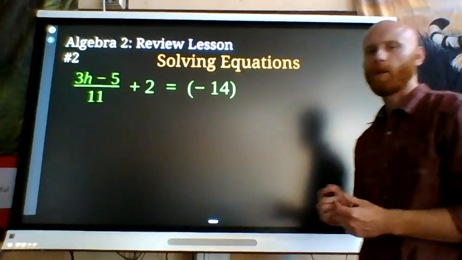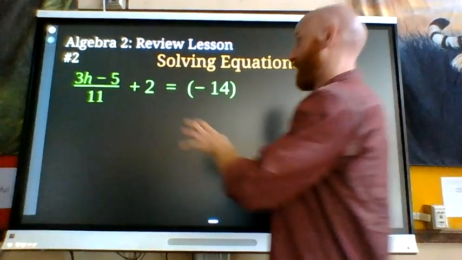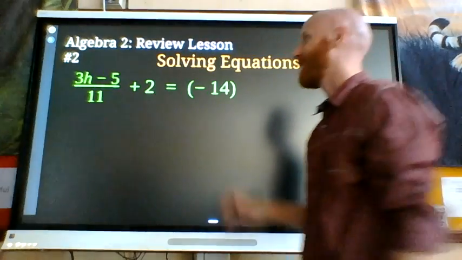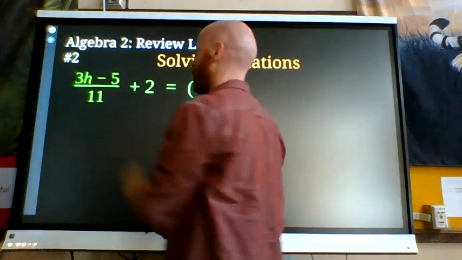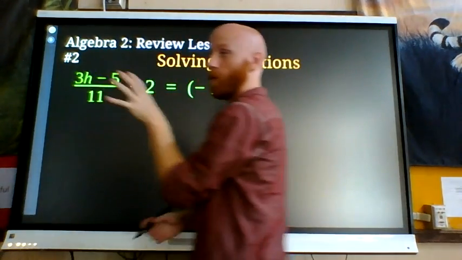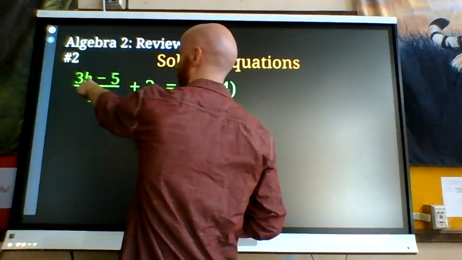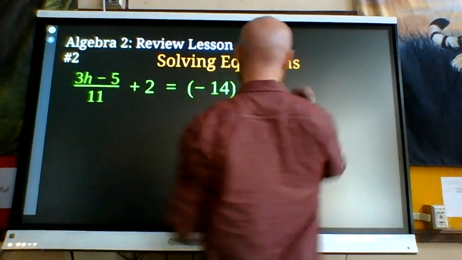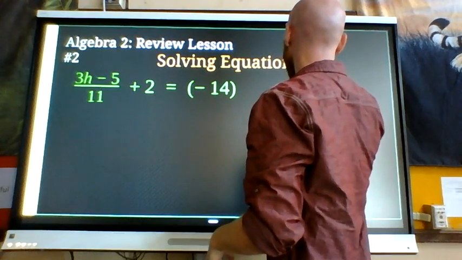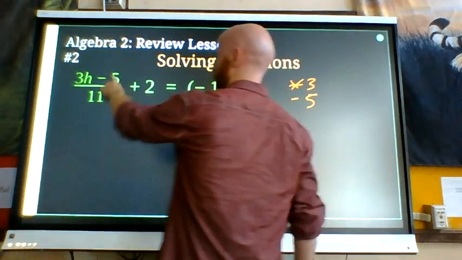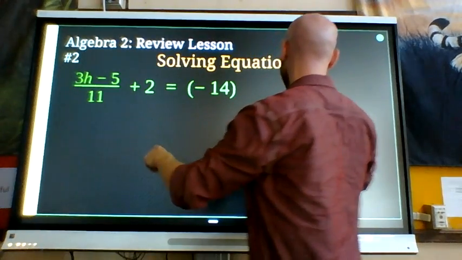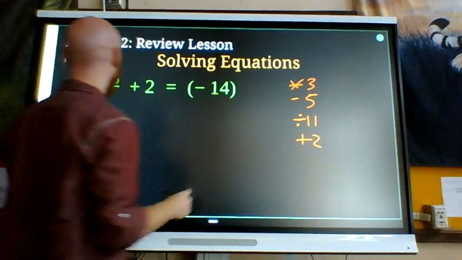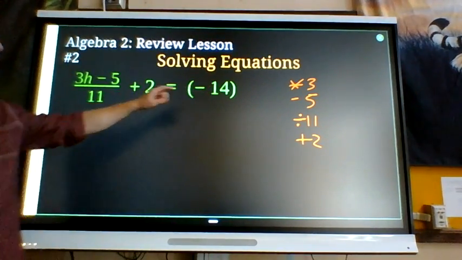We've got relatively simple equations. Simple meaning that the variable is already contained to one spot, right? And then all you really have to do is ask yourself what happens to that variable. In order, what happens? Times 3, minus 5, then divided by 11, then plus 2. All right, this is what happens to the variable to make it equal negative 14.